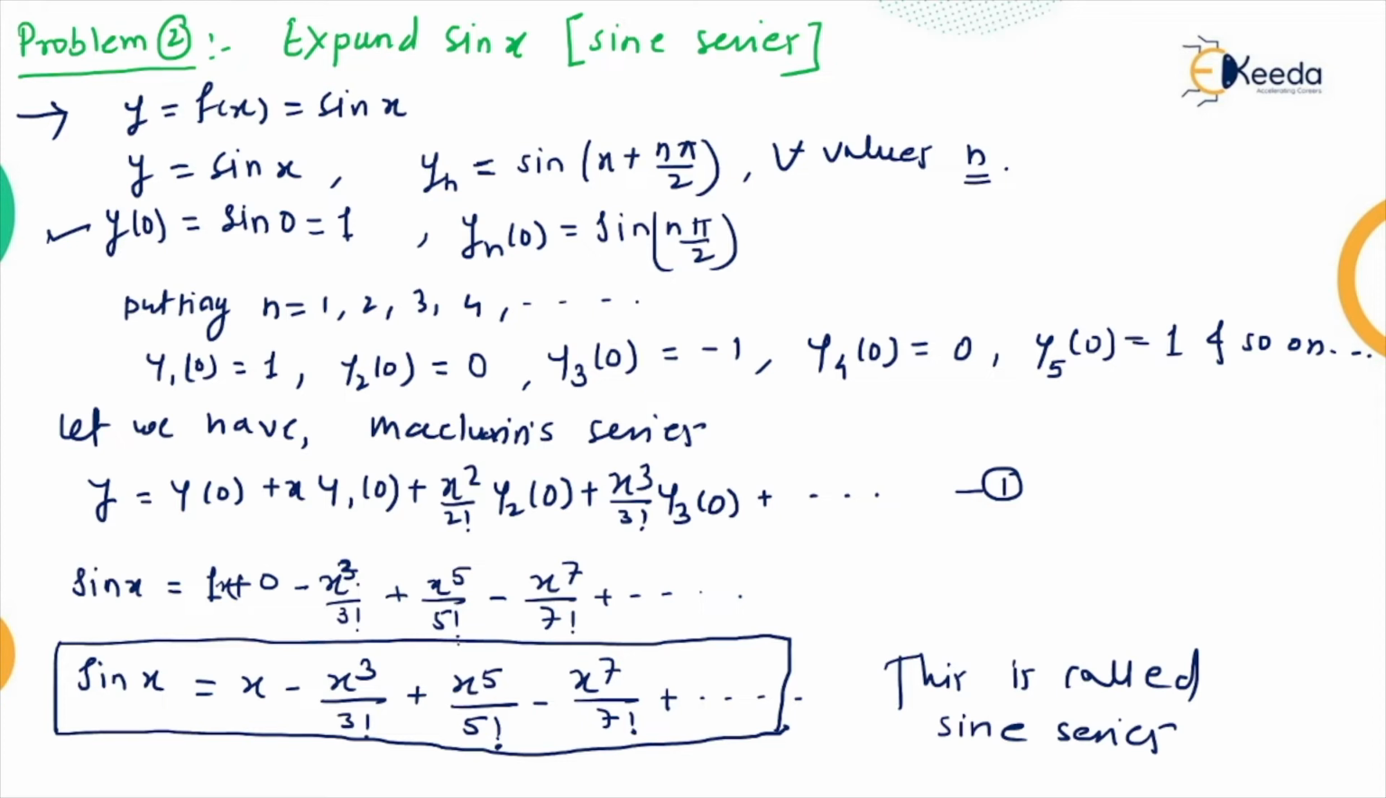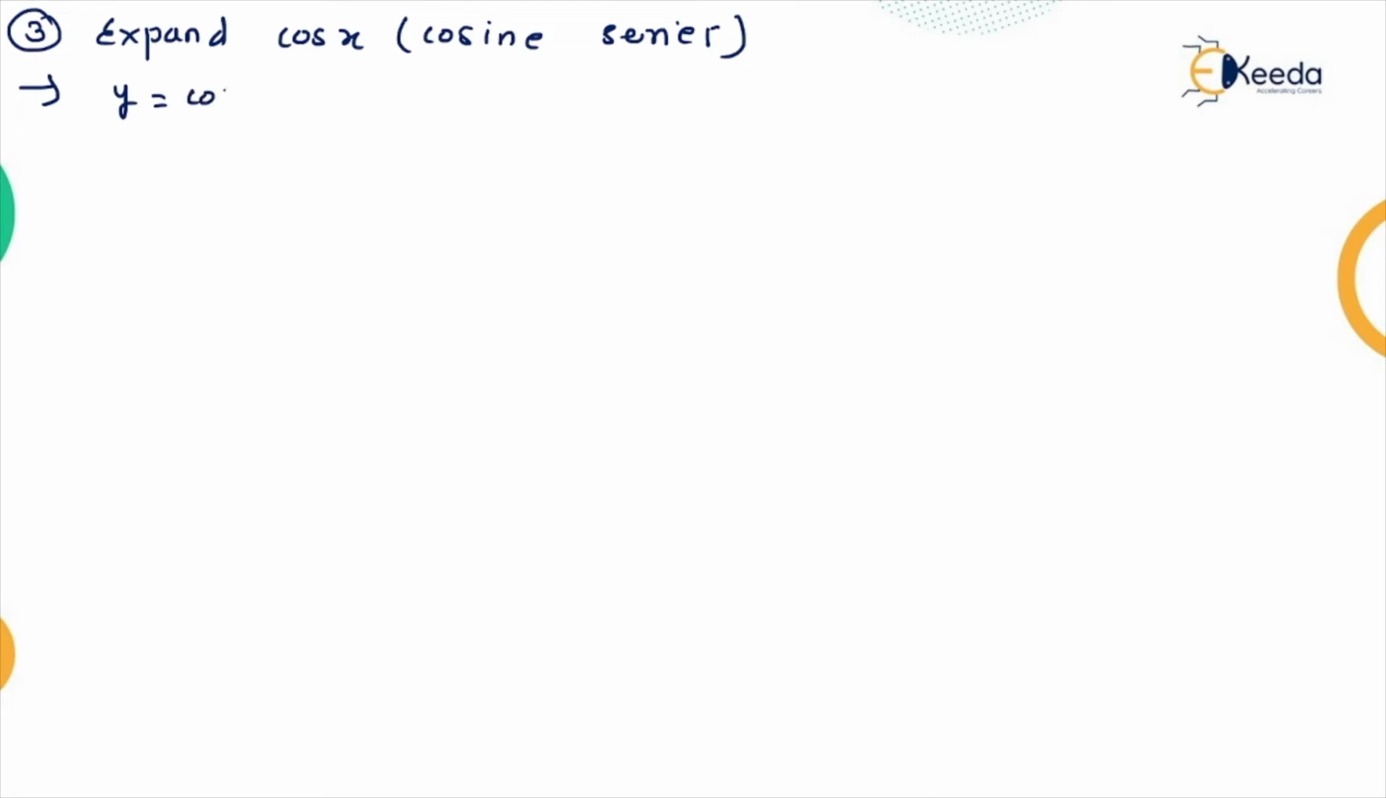Getting this, guys? Okay, now I am going to discuss the third problem, problem number 3. Expand cos x. We call this a cosine series. This is very easy to understand, guys. So let me start how to expand this series. Clearly y is equal to cos of x.